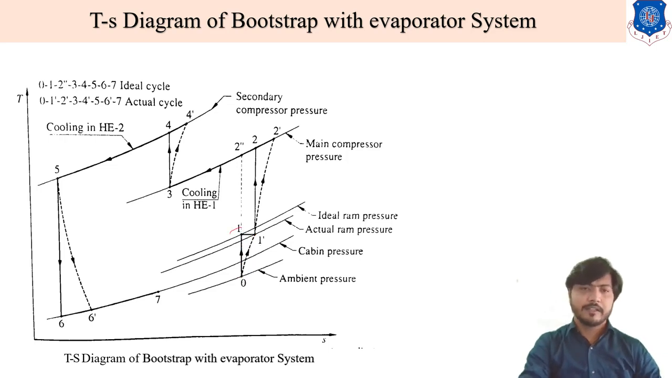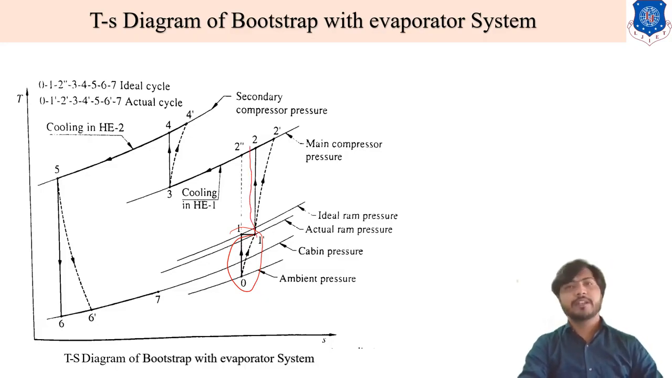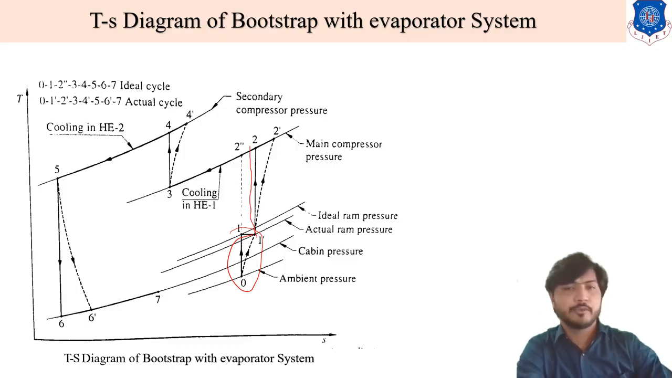This is the ramming process. Outside air comes into the ducts with the help of a diffuser. Next, 1' to 2 is the isentropic compression process.